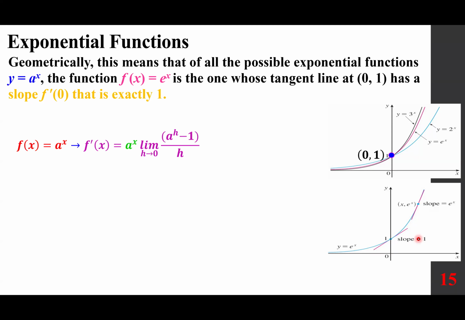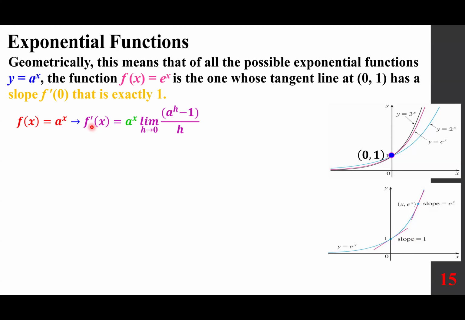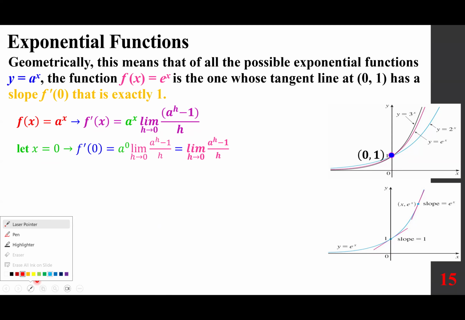Here's the reasoning. Where f of x is a to the power of x, we showed that f prime is a to the power of x times this limit of (a to the power of h minus 1) over h as h approaches 0. If we let x be 0, we get f prime of 0: a to the power of 0 times the same expression. A to the power of 0 is 1. So therefore, f prime of 0 for f of x being a to the power of x is the limit of (a to the power of h minus 1) over h as h approaches 0.